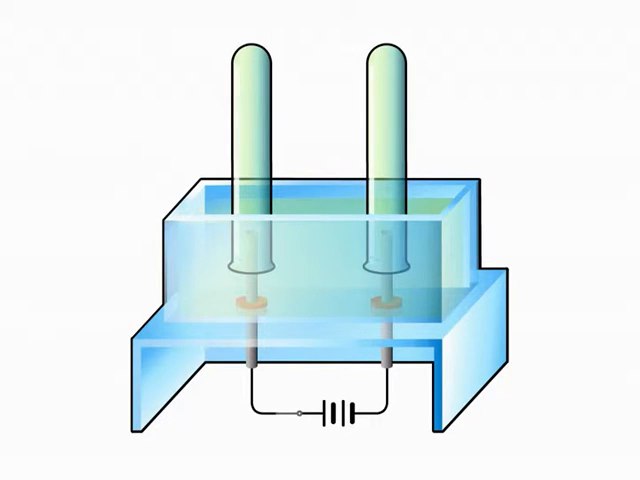After a while, we can see that the solution around the anode changes from pale green to red and then colorless. It is because some of the chlorine gas released from the anode dissolves in the solution to form chlorine water, which is acidic and is a bleaching agent.